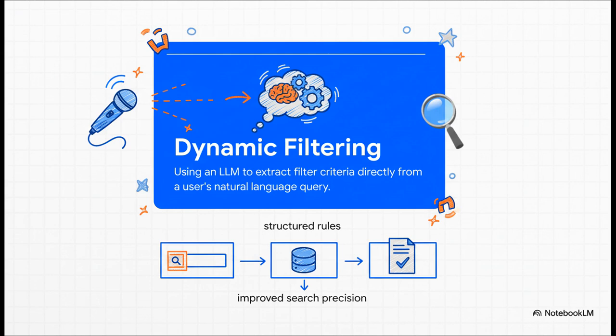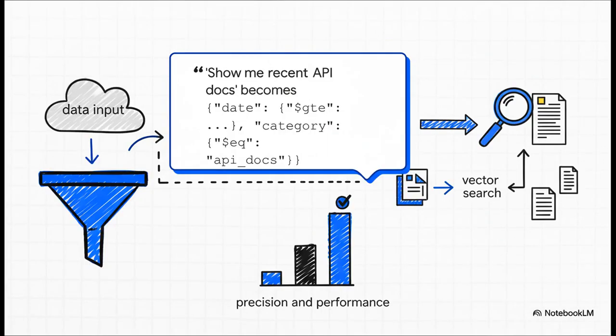And we can take this even a step further with something called dynamic filtering. This is where you actually use a large language model to intelligently create a filter for you right on the fly. So a simple query, just in plain English, like, show me recent API documentation from the compliance team, can be automatically turned into a really structured, multi-part filter. It's awesome. It combines the best of both worlds, natural language and structured search.